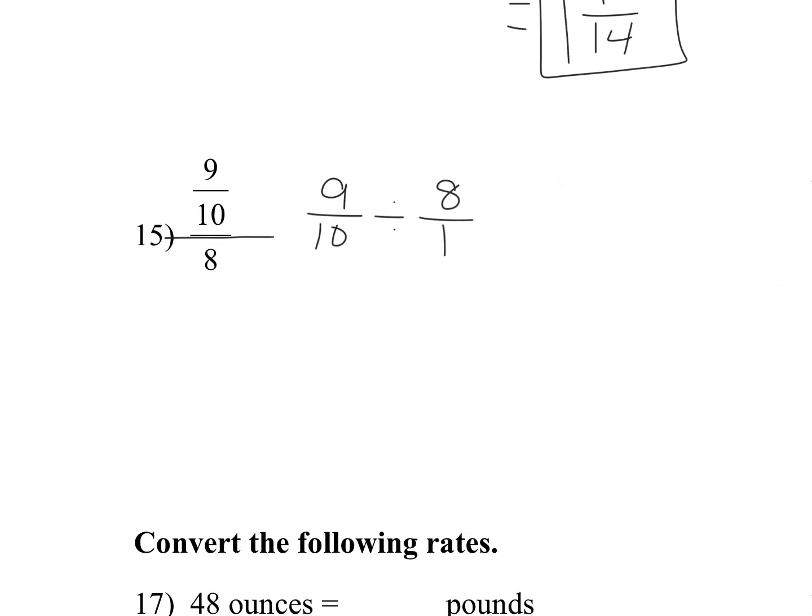All right. 15 we already set up. What's my next step? Yep. Change it to multiplication. Don't forget to flip that second fraction. What do I do from here? Multiply straight across. What do we get? 9/80. Can I reduce? Nope.